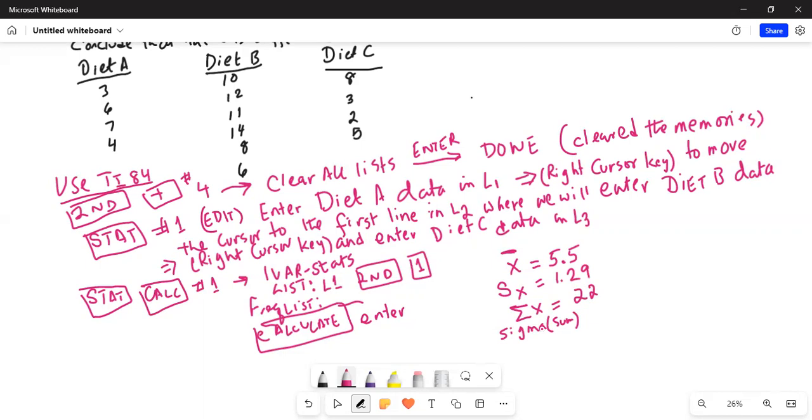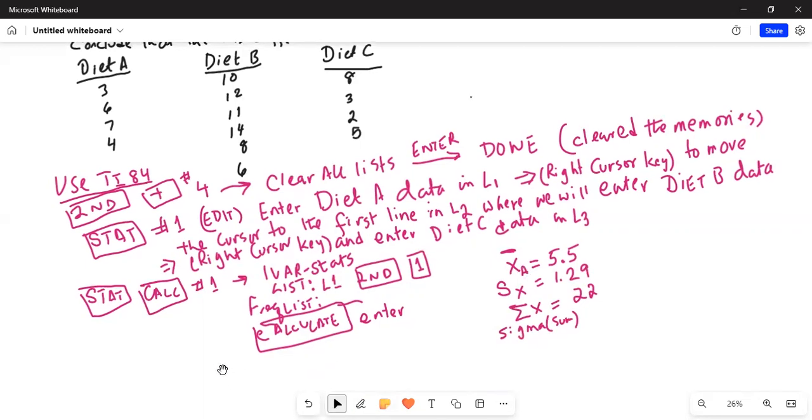Now we will repeat this. So this is for, we might call it A, just to know it is for diet A. We'll repeat this process for diet B and diet C in L2 and L3. And I will write the information down here.